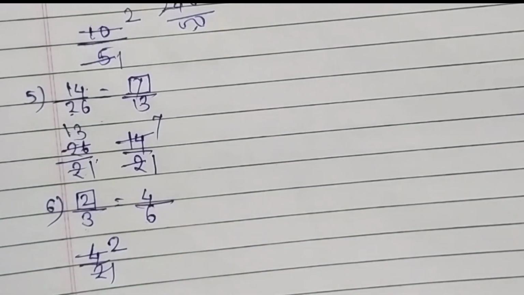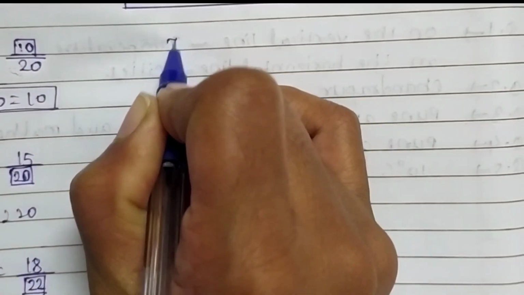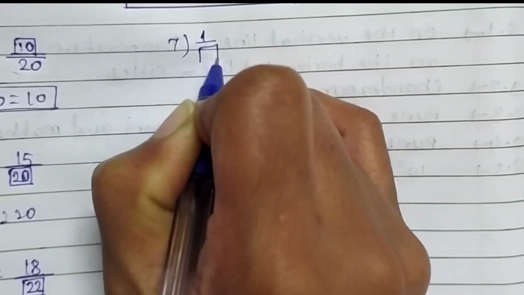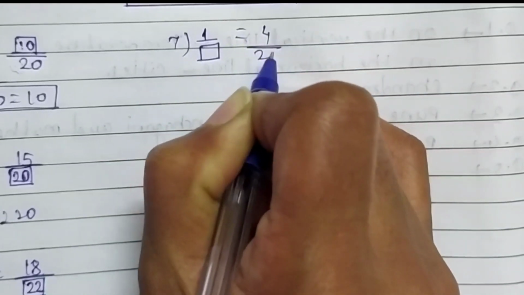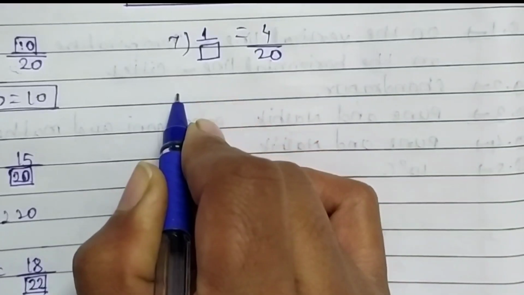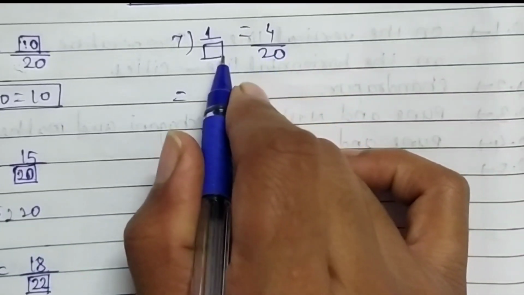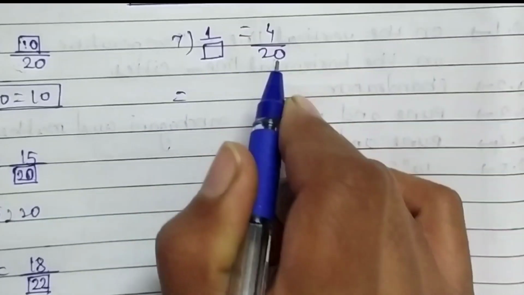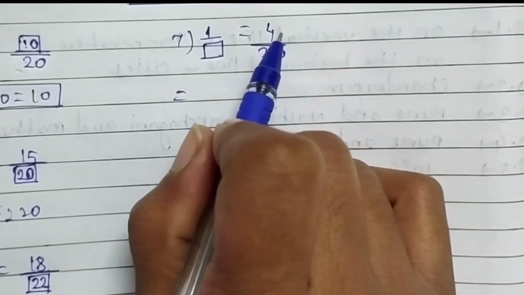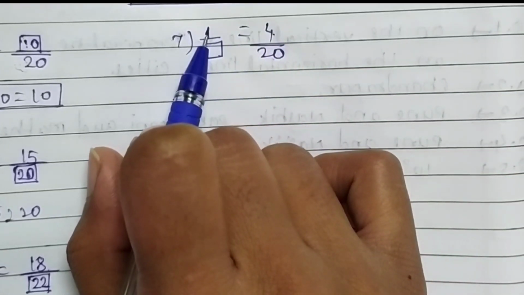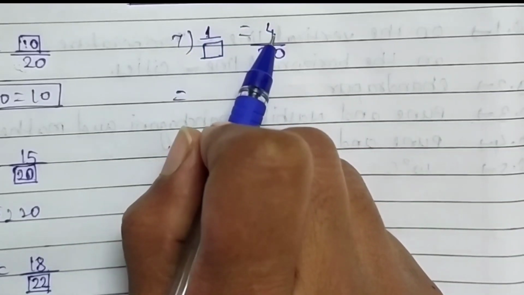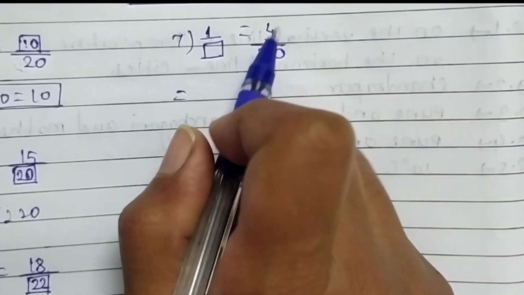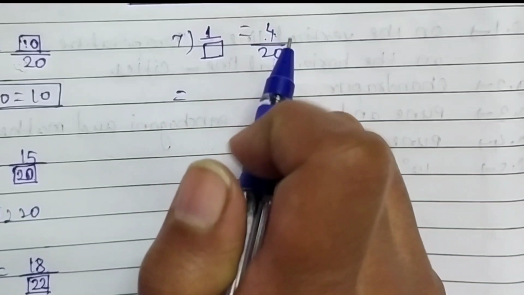Now 7th question. The question is one upon box is equal to 4 upon 20. Look here. Here we have to find out the denominator of our question. In the answer they give us 20 as the denominator and numerator is 4 and here numerator is 1. So just find out by which number we have to divide 4, then we get the quotient 1.